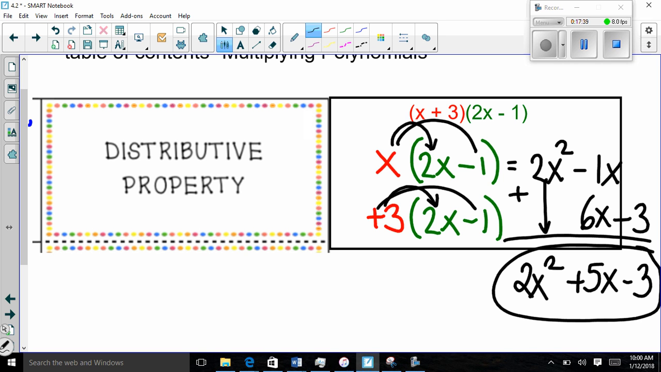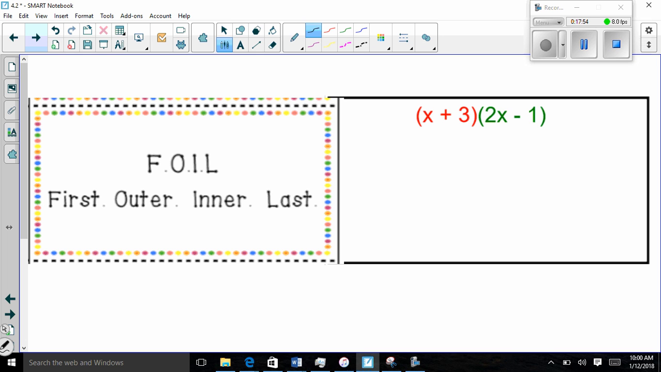Or if you don't understand and you understand the box, that's fine. You only need to know one way. So pick one of these. Everyone had this written down before I go to FOIL. For some reason, I feel like a lot of people miss FOIL, which is first, outer, inner, last.